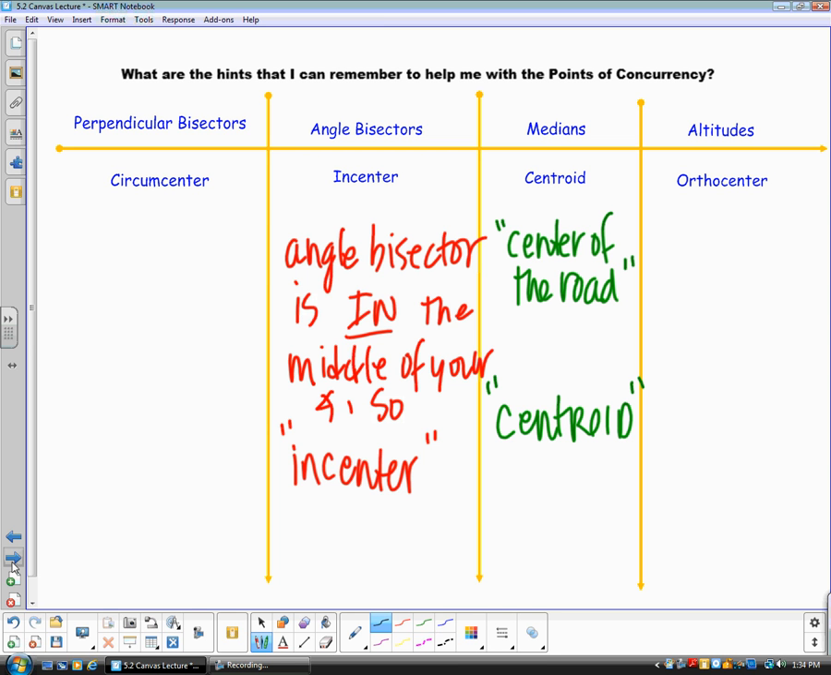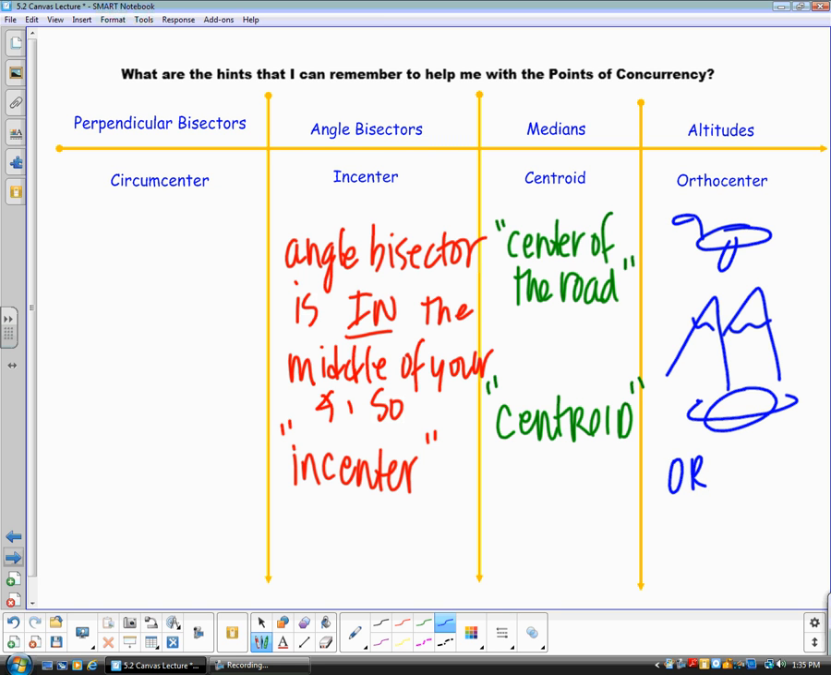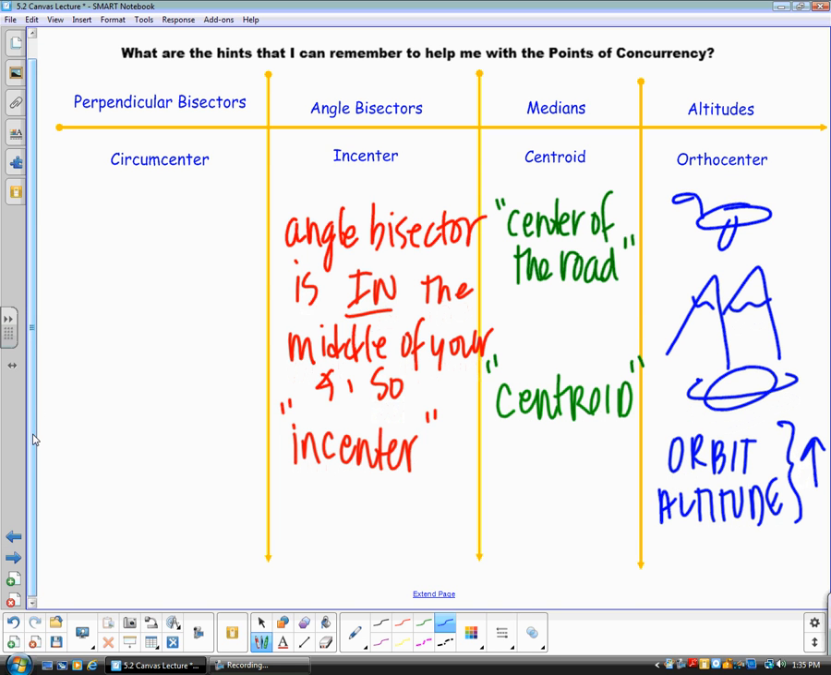And then the last hint that I can give you is altitude. When you think of altitude, you think of a plane. When you're flying in your plane, that means you're really, really high. So if you're flying over mountains, the mountains are really high. What else is really high? Well, the orbit, or Saturn. So when you think of orbit, and when you think of altitude, you think that both are really high. Since they're both really high, that's why we can say it's the orthocenter.